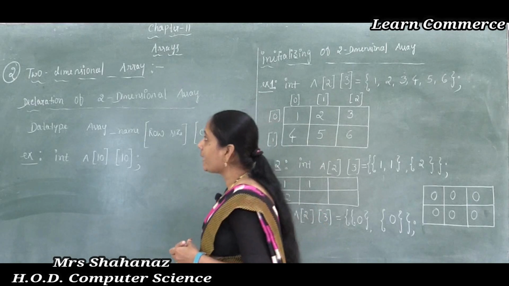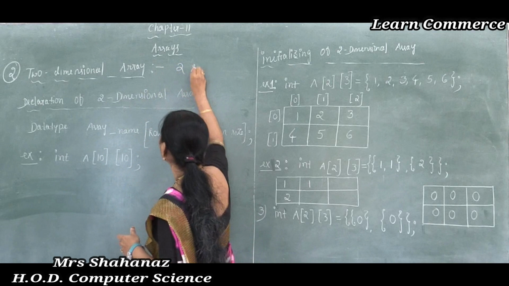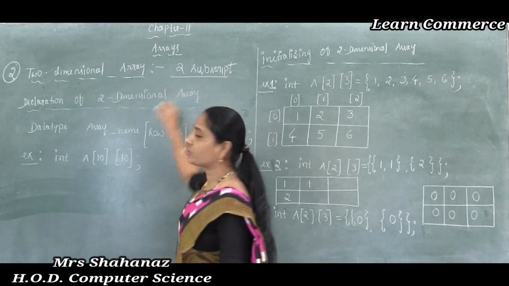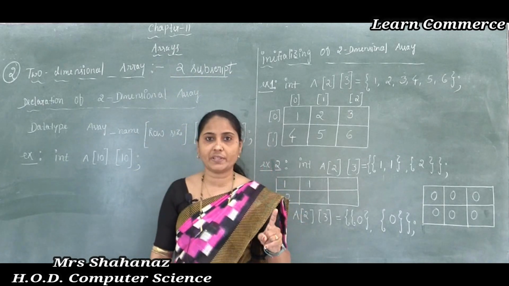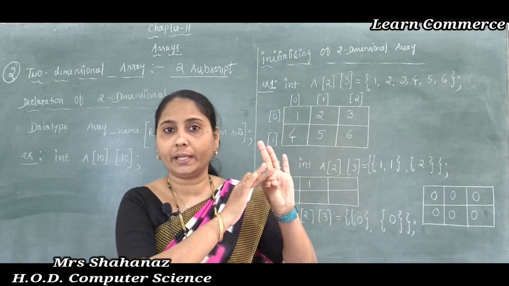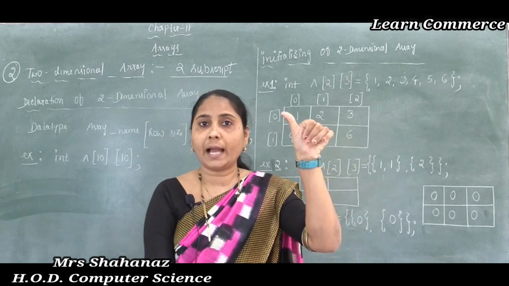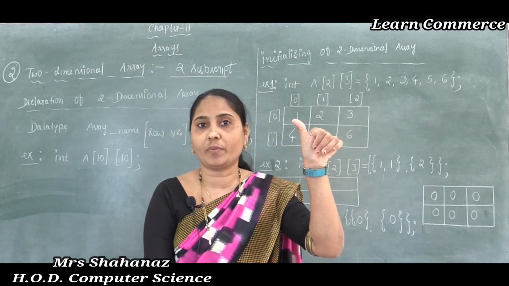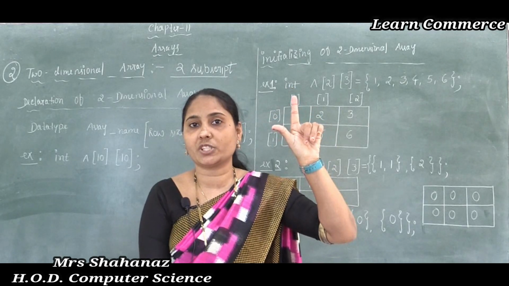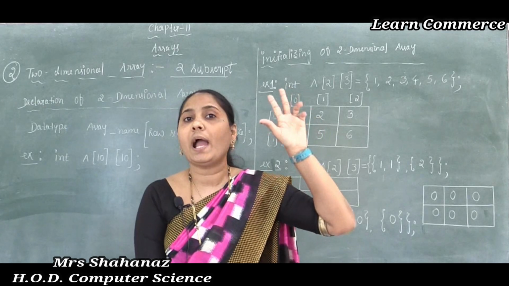Now, a two-dimensional array is an array in which each element is accessed by using two subscripts. Clear this part here. As we know, in the case of a one-dimensional array, maybe the elements are 10, 20, 30, 40, 50. To access the element 10, we use the position value 0. To access the element 20, we use the position value 1. For element 30, position value 2, and so on.